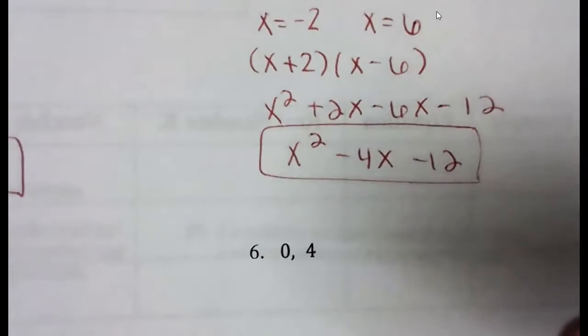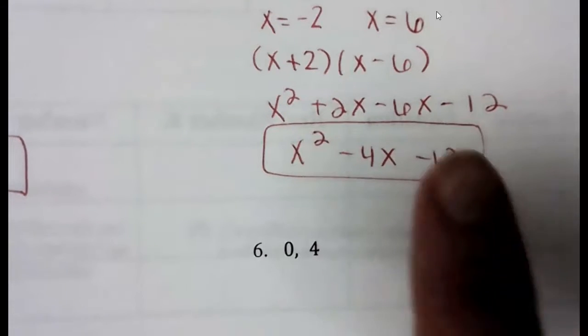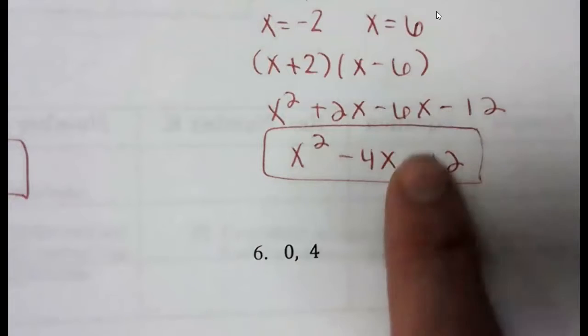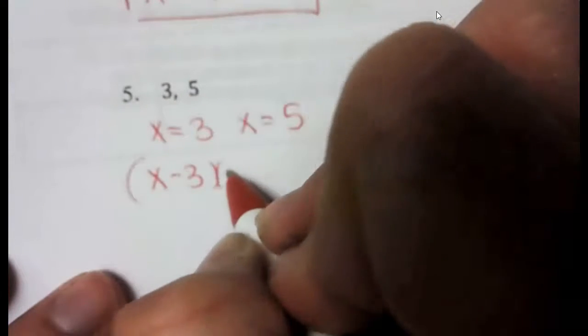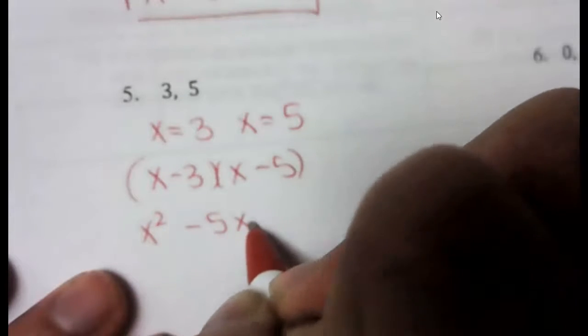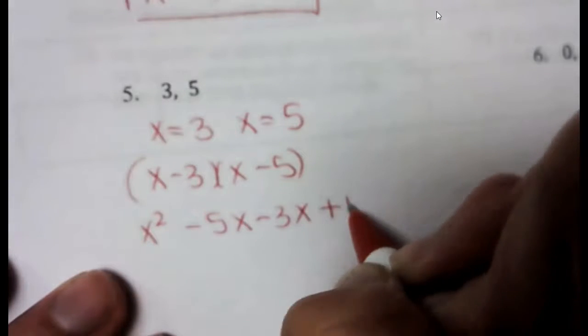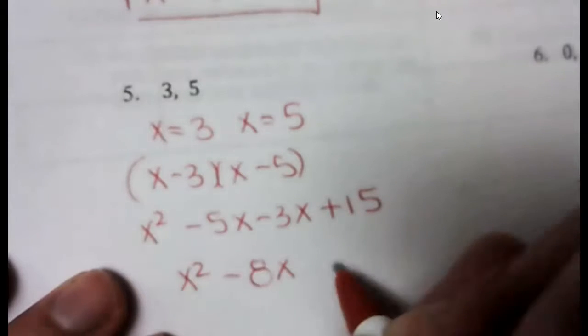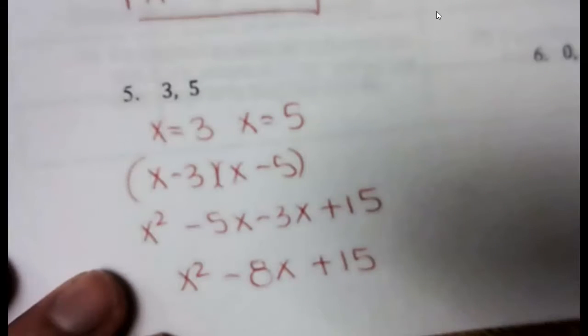So again, everything's sort of coming back full circle. We used to start here and end up there. Now we're beginning here and ending up there. X equals 3, x equals 5, x minus 3, x minus 5. X squared minus 5x minus 3x plus 15 gives x squared minus 8x plus 15.